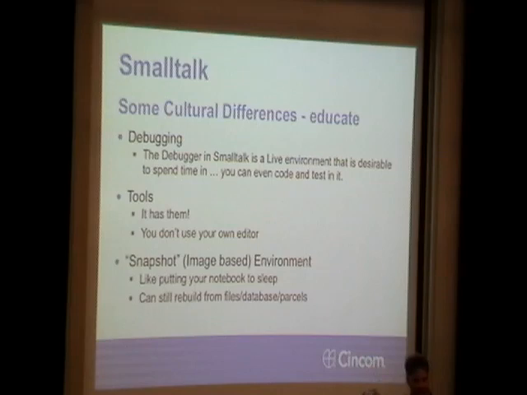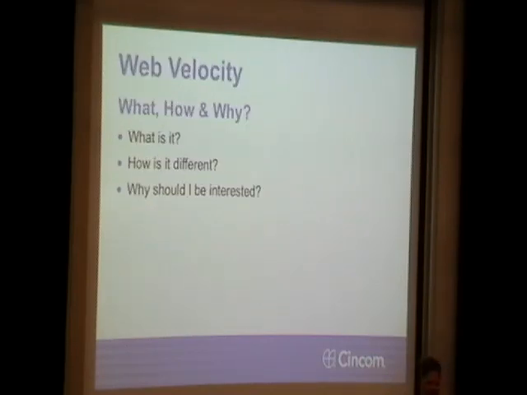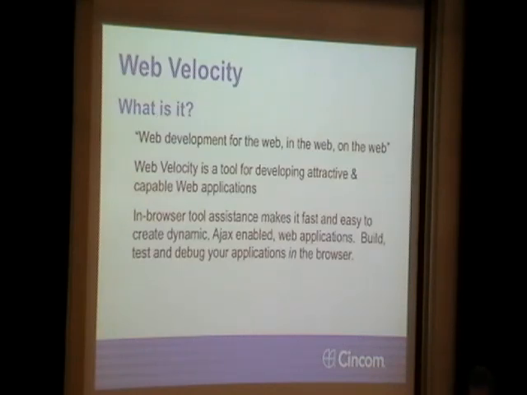Snapshot using an image is like putting a notebook to sleep. That analogy can help. Lastly, Web Velocity. What is it? How is it different? Why should I care? Web Velocity is for developing web applications, semi-analogous to Ruby on Rails, where you can quickly develop applications from the database to the browser. But how it does it is very different.